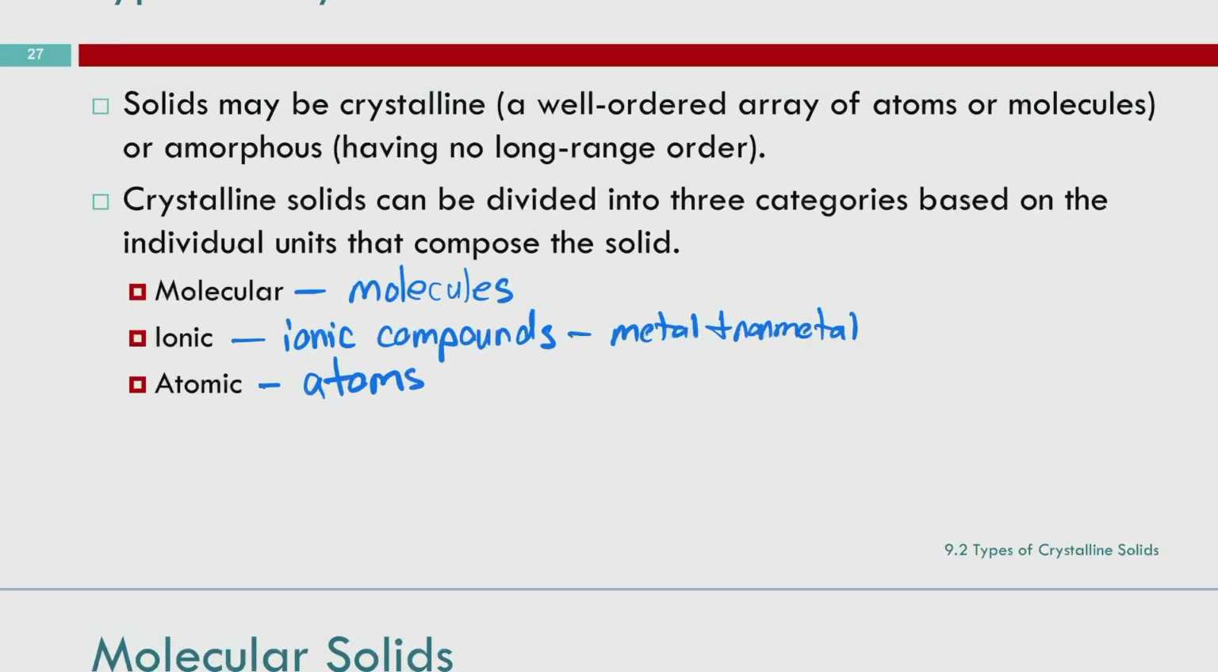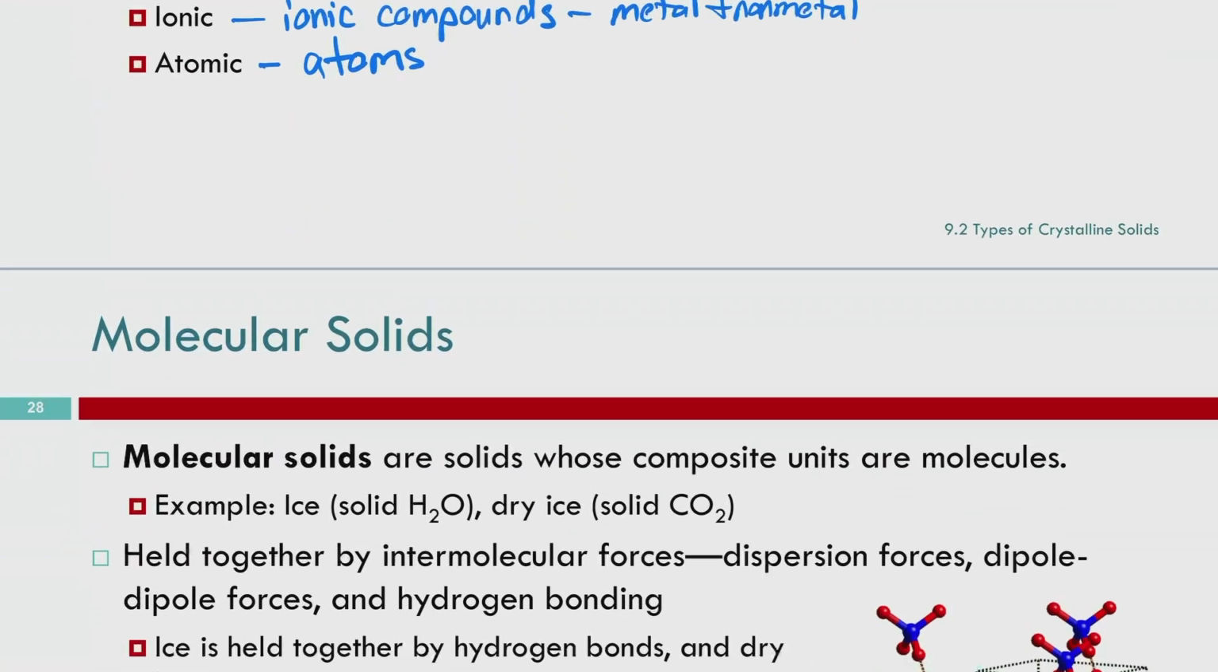So the naming is not complicated, right? Just figure out what kind of thing it is. Is it a molecule, all nonmetals? Is it ionic, metal and nonmetal, or is it just an atom? You can figure out what type of crystalline solid you've got.